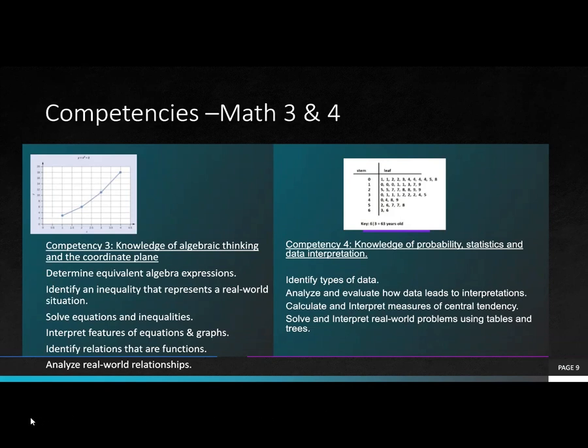On competency 4, we focus on statistics and probability, data interpretation. Identify types of data, analyze and read and evaluate how data leads to interpretations, and find the real interpretation depending on the case. Calculate on and interpret measures of central tendency, and solve and interpret real-world problems using tables and trees. And let's look at one example for each one.